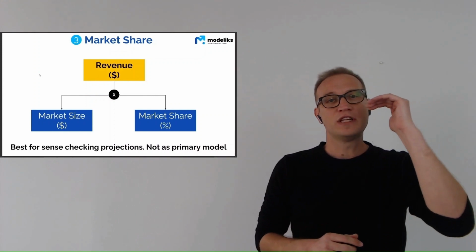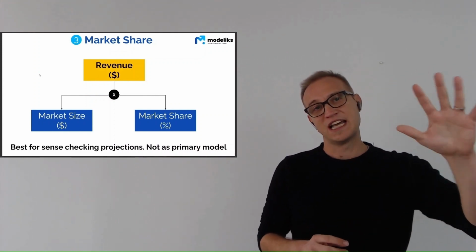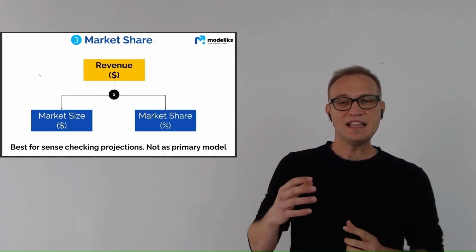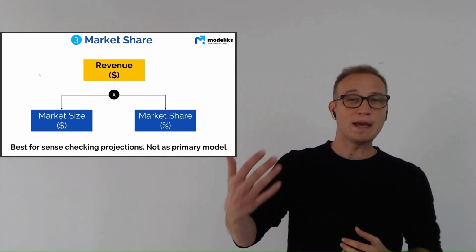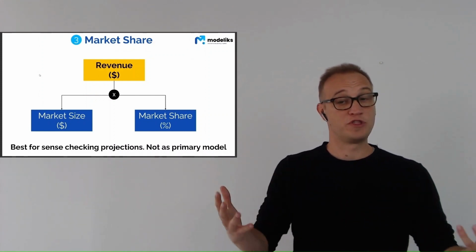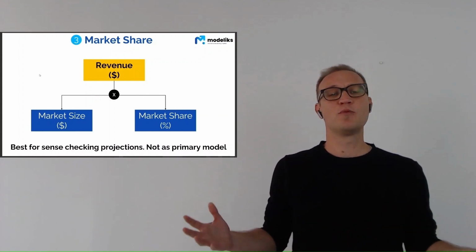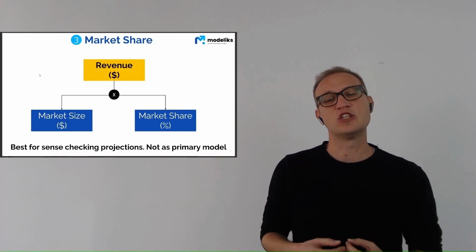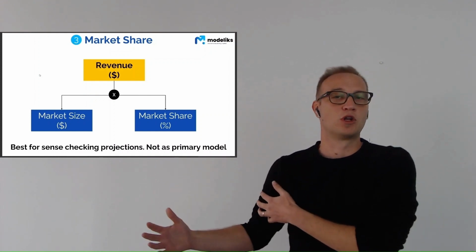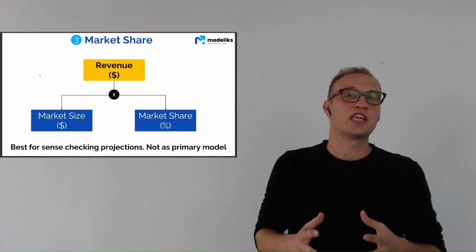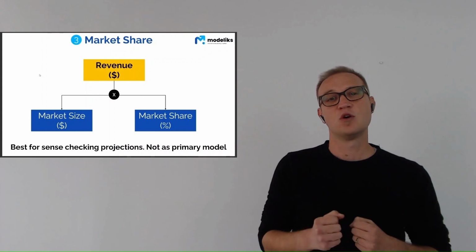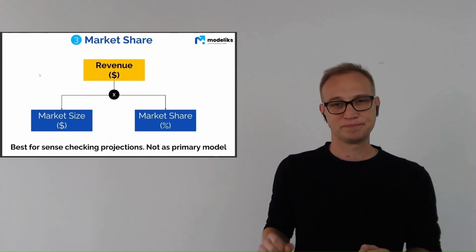Revenue model number 3 is the market share forecasting model. And here you would calculate your total revenue based on the total market size for your products and the market share which you expect to capture with your business. Now, the market share revenue model, although it's quite often used, should not be used as a primary forecasting model. It should be used for sense checking your revenue projections only, while using a different method for forecasting.